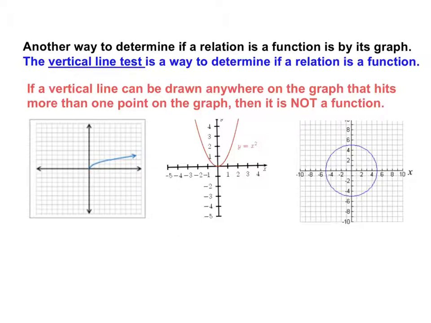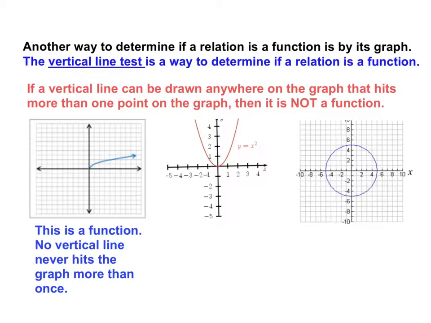So on this first one, a vertical line straight up and down. Is there ever a line that hits this blue graph more than once? Nope. I can't find a place to put a vertical line. And so drawing a bunch of vertical lines is no good. We only want to draw a vertical line if we can prove that it hits more than one point. In this case, that doesn't exist. Okay? So this is a function because there's no vertical line that you could ever draw that hits the graph more than once.